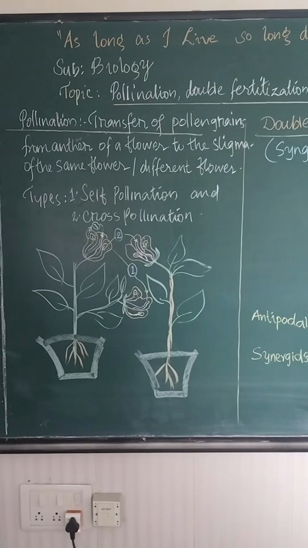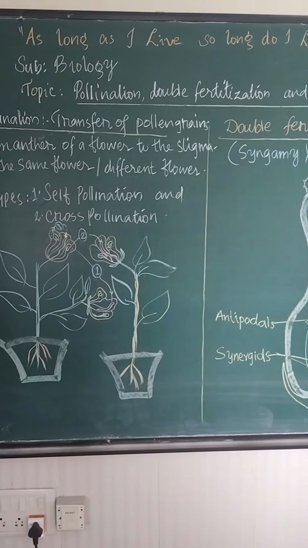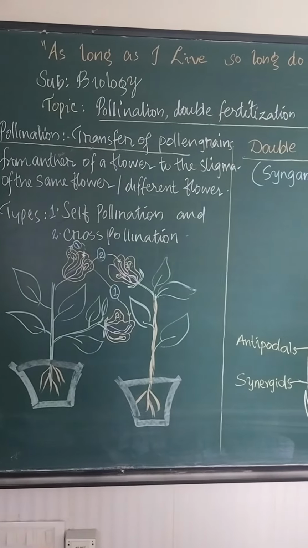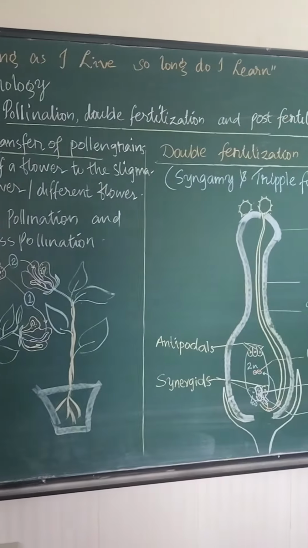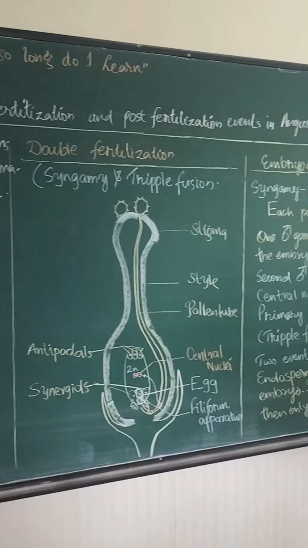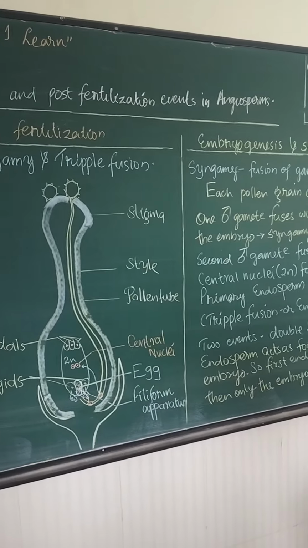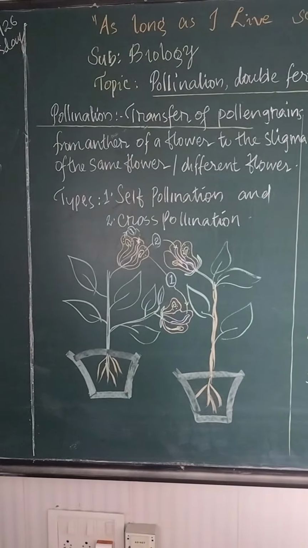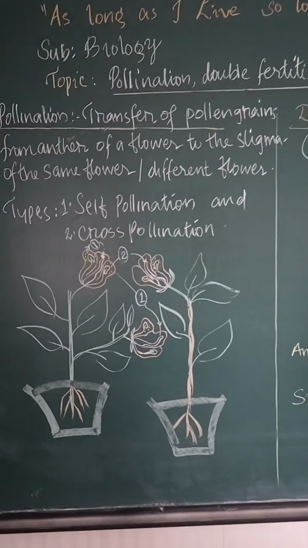We will be discussing some important events in the life of a bisexual flower: the pollination, double fertilization and post-fertilization events in angiosperms. In the last class we have studied about the pollen grain structure. Today we will be discussing about the pollination.